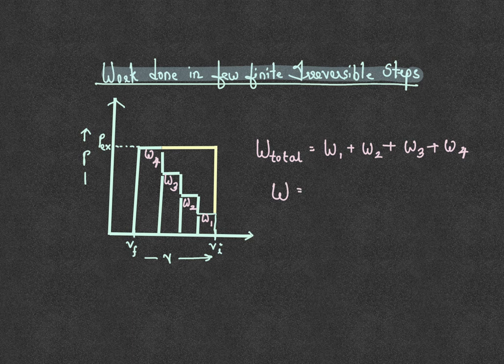In other words, the total work done is equal to minus P external into delta V for processes going from step 1 to step 4. Here I can say step N. If the process is accomplished in N steps, then for every step we have to calculate minus P external into delta V, and it goes from step 1 to step N. Is that okay? Clear?